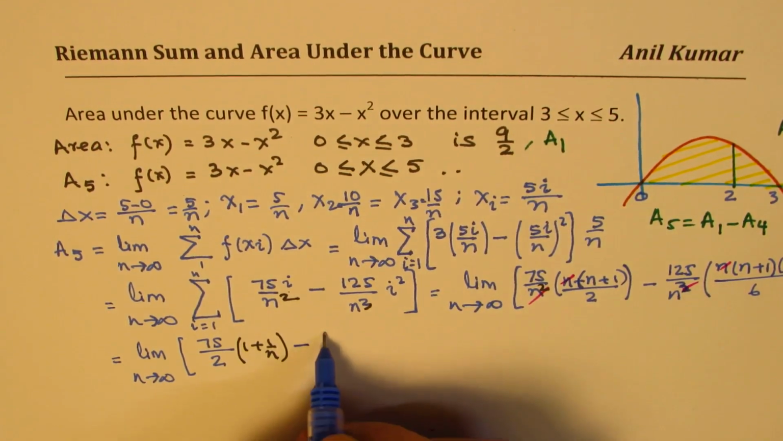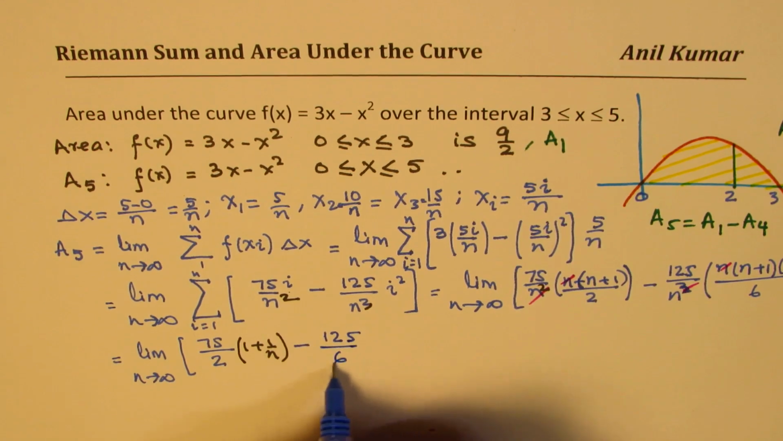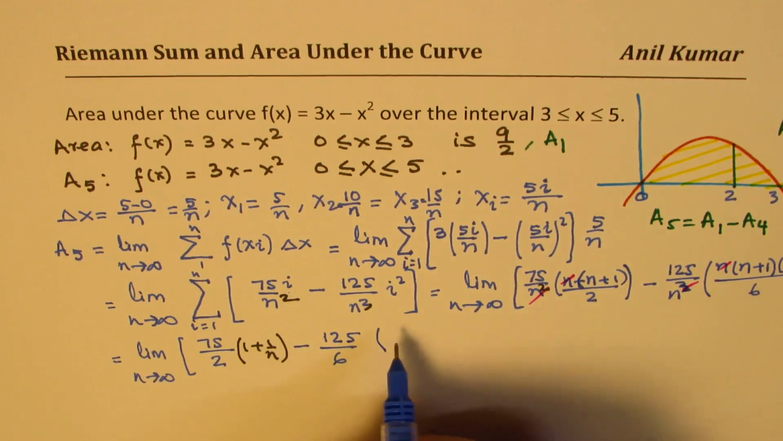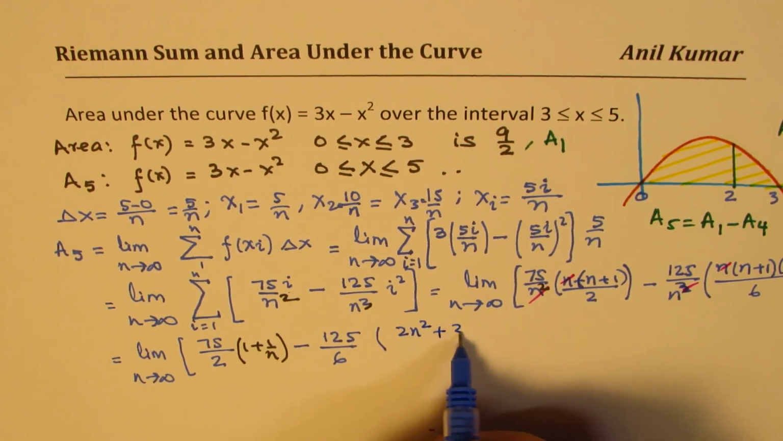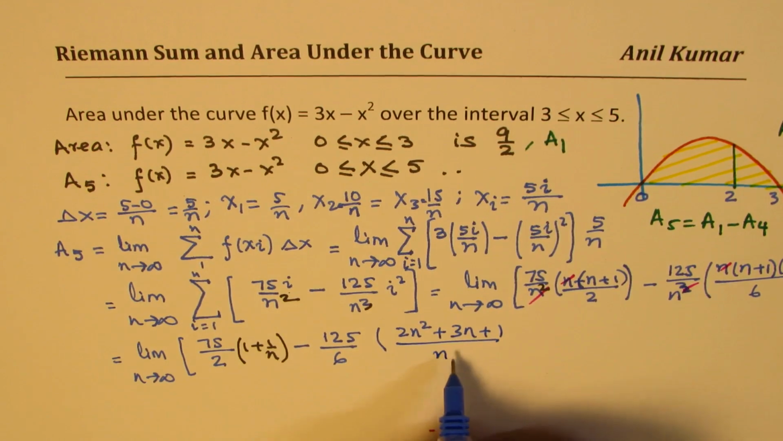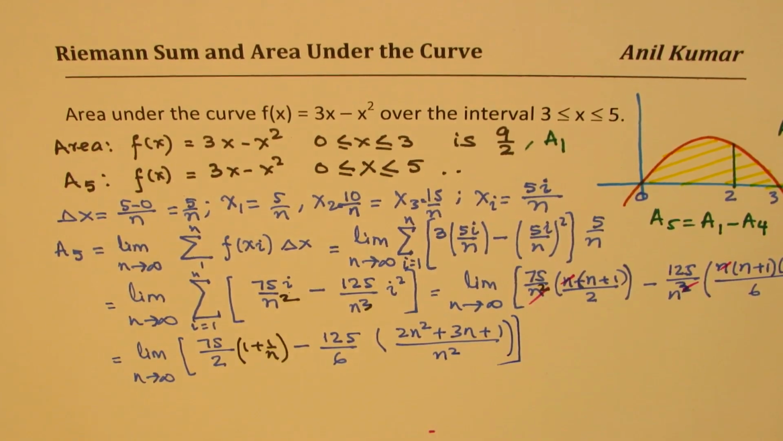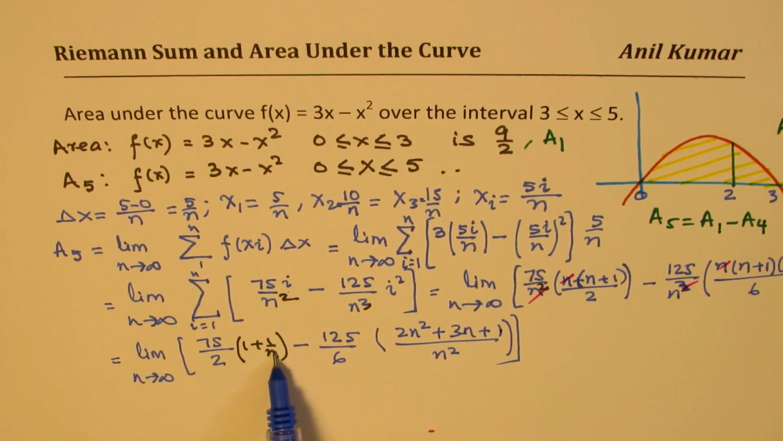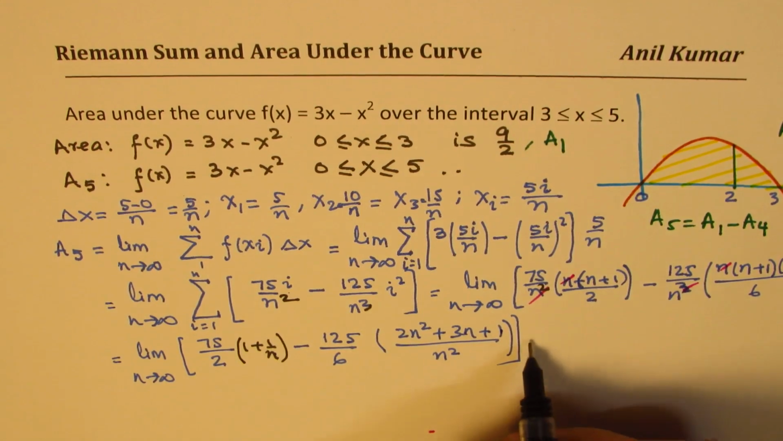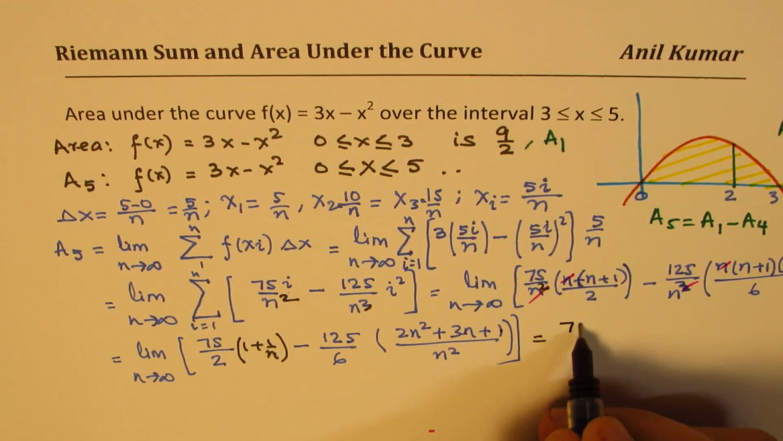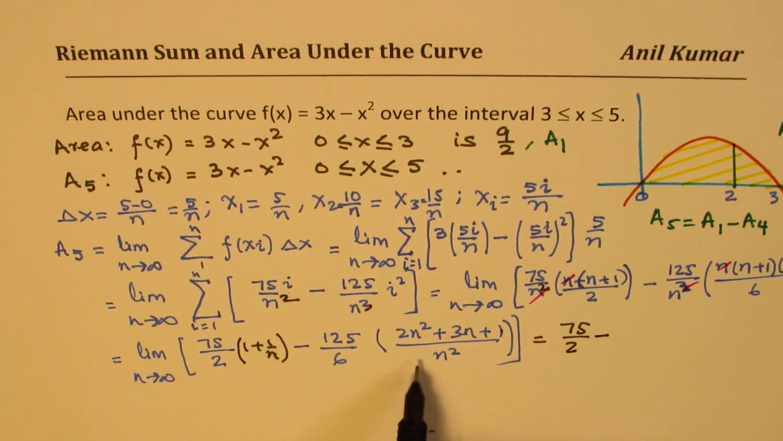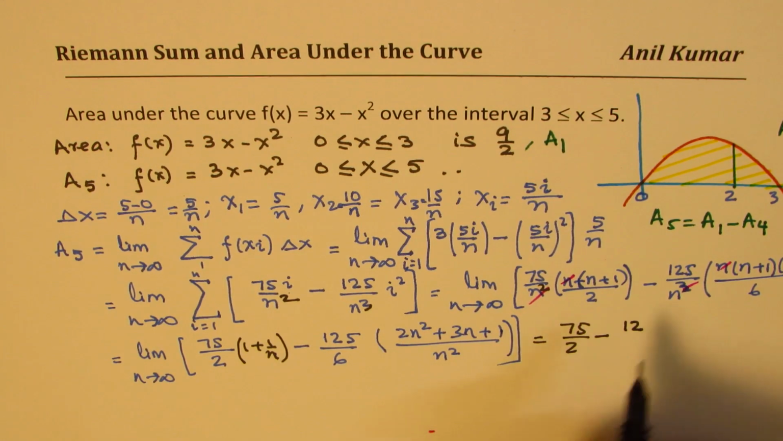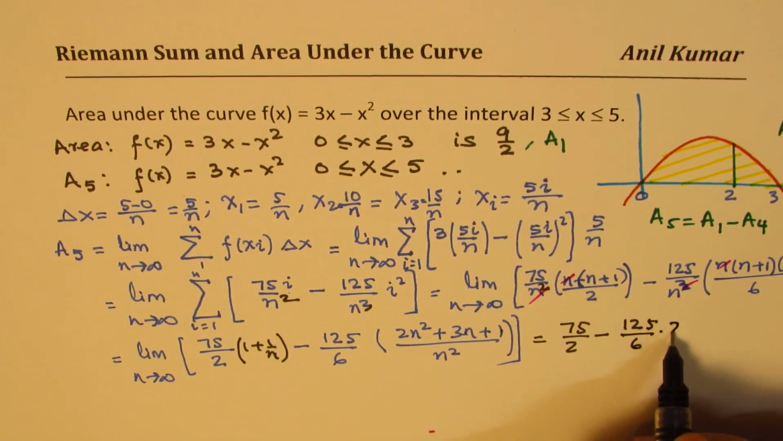Minus, here we have 125 over 6, and there, multiplying by n's, we get 2n squared plus 3n plus 1 divided by n squared, right? So when n is very large, these two quantities become 0. That also becomes 0. So what you get here is 75 over 2 minus 125. Here you get 2, right? So 125 over 6 times 2.